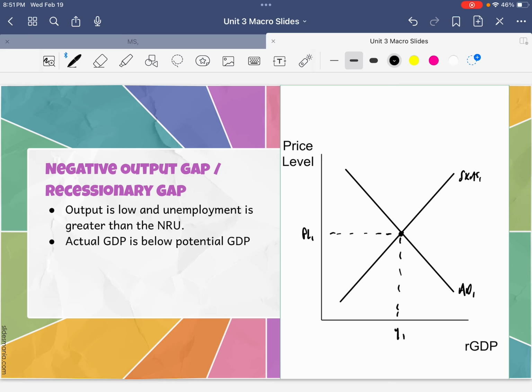Okay. Now, if the question said draw an ADAS model with a negative output gap, we need to now make this a negative output gap. How do we do that? We make it so that the potential RGDP is like we're not there yet. We have receded behind it. So I'm going to take that long run aggregate supply curve. I'm going to put it right here. YF, LRAS1. And now you can see that here is where we should be, but here is where we are. We are behind it. Okay?